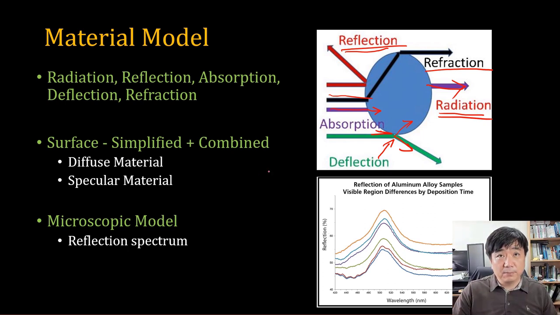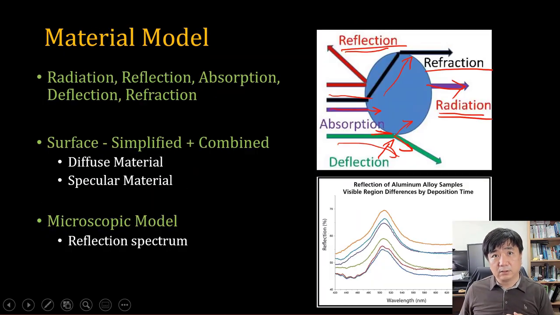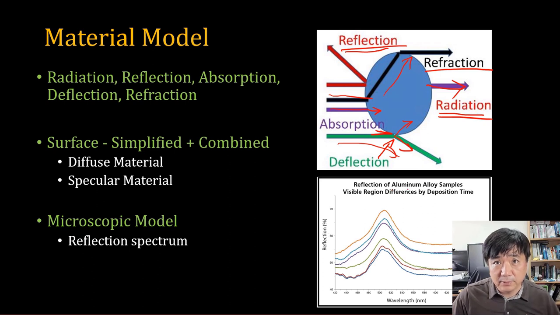So some color is specially reflected, some color is not reflected, and some color is diffracted. So color by color, it has different properties. For example, in the case of an aluminum alloy sample, if we shoot the whole range of color, we can see that this range of wavelength has a much bigger reflection. So the main color of aluminum alloy is this color.